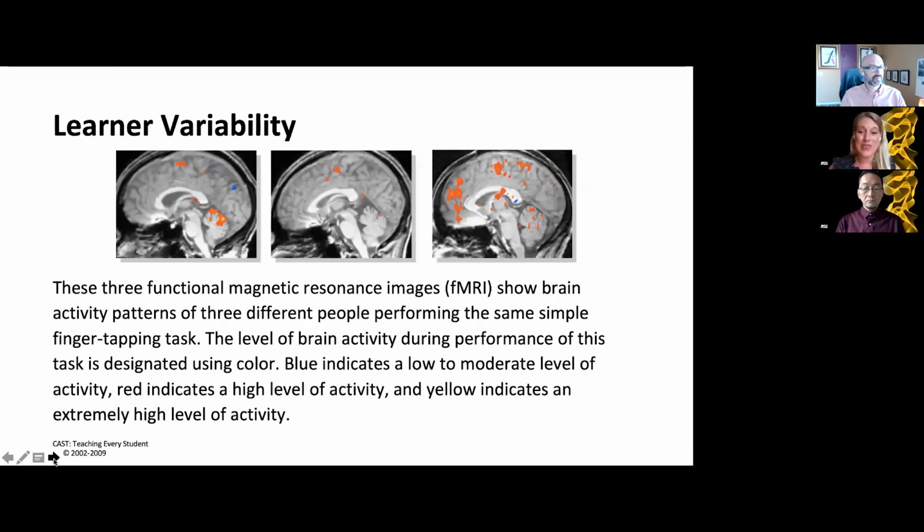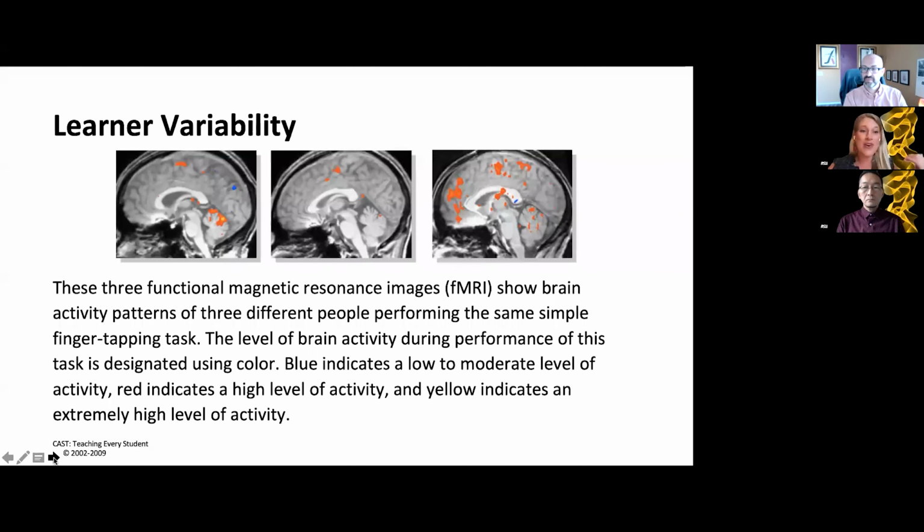You see a little bit more within these pictures. And yellow, which we don't see very much in this image, represents extremely high brain activity. Remember, they're just tapping their finger in this fMRI image. Notice how even with this simple task, people are processing in very different ways. Imagine if we were asking them to do something more complex, or if these were students within your coursework, solving a problem or participating within an activity.